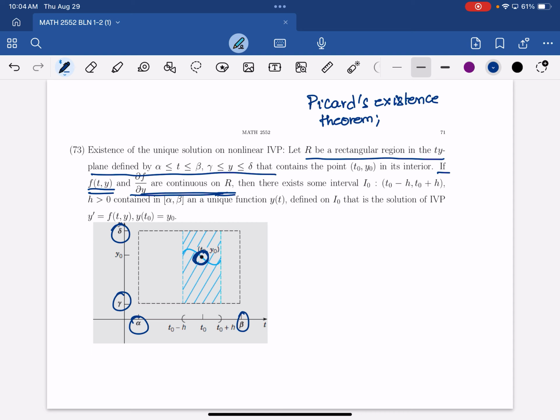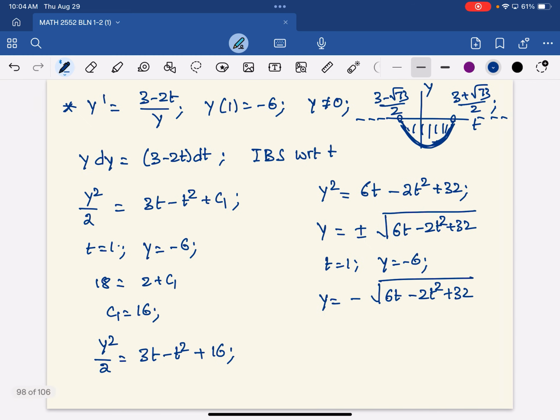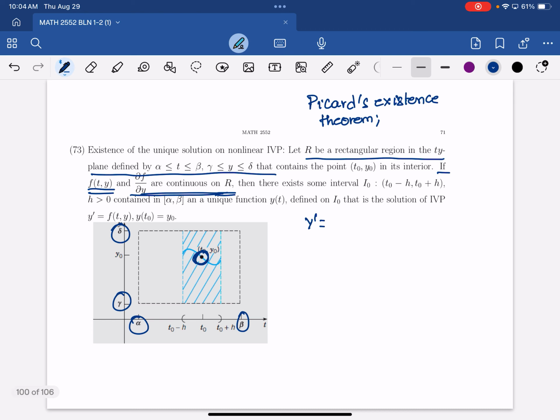All good? Okay, now how does this theorem apply to our problem? That's the next question that we have. This part is using the theorem, we got everything for the test and assessment. This is for the understanding. y prime equals f of t, y and y at t naught equals y naught.